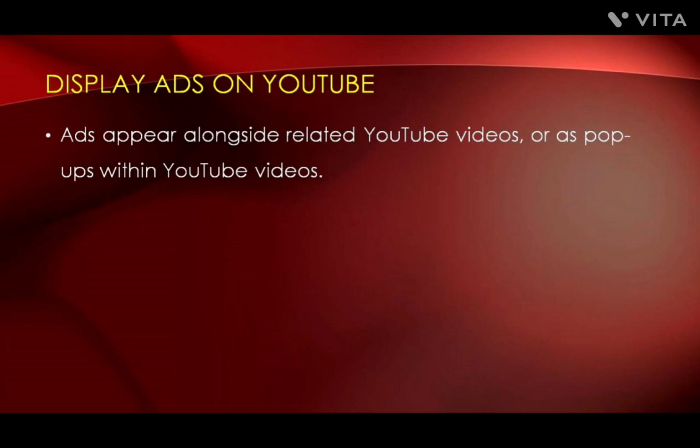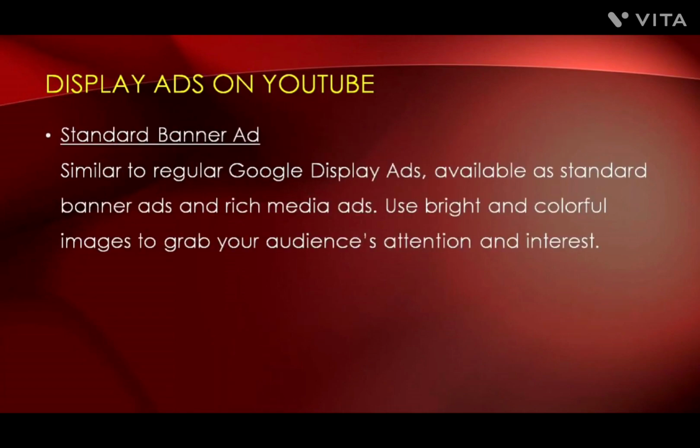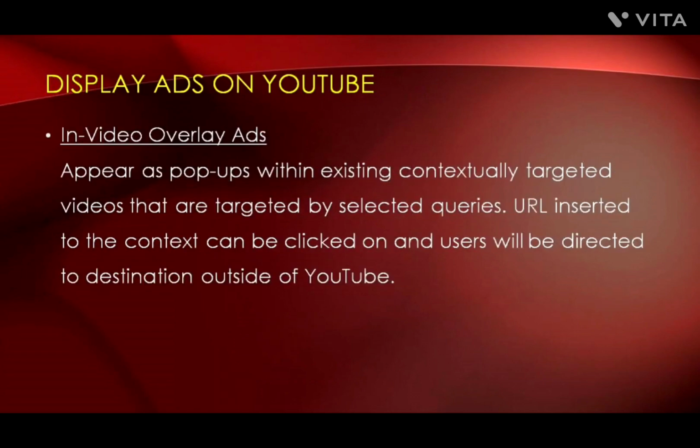Below are the types of display ads that YouTube offers. Standard banner ad is similar to Google Display Ads, where it's available as a standard banner or rich media ad. Use bright and colorful images to grab your audience's attention and interest. In-video overlay ads are ads that appear as pop-ups with existing contextually targeted videos that are targeted by selected queries. URL inserted to the context can be clicked on and users will be directed to destinations outside of YouTube.